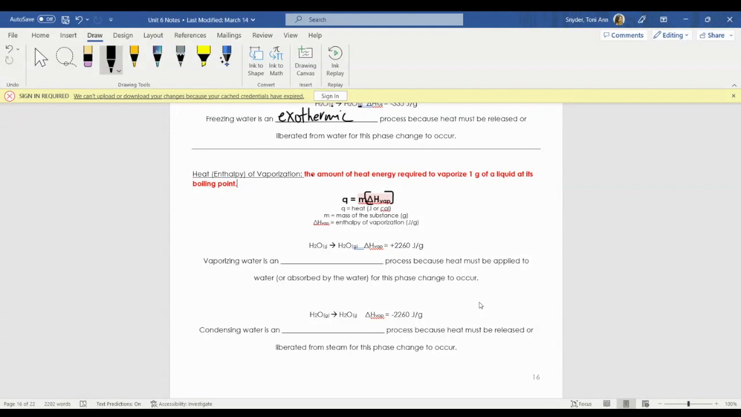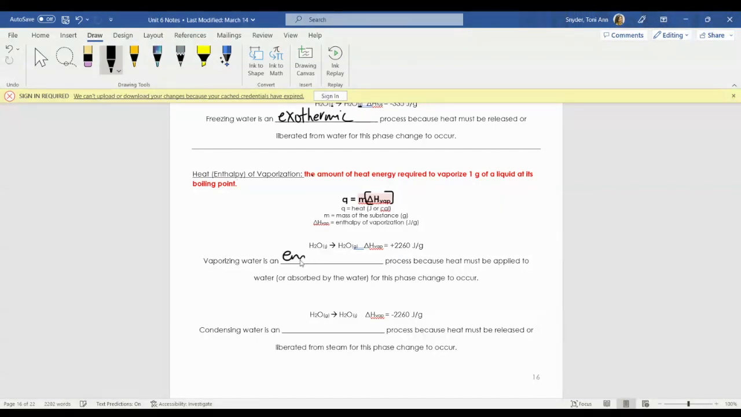So it's a little bit different, and you'll be given that value. For example, if I look at these two equations down here, vaporizing water, which is what this is showing here. If I go from liquid water to gaseous water, if I'm boiling water, I have to input energy. When you put water on the stove to boil it, you have to turn the stove on. You have to add heat to it. So this value is positive.